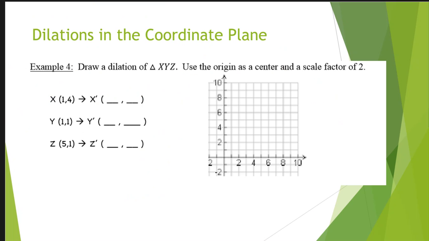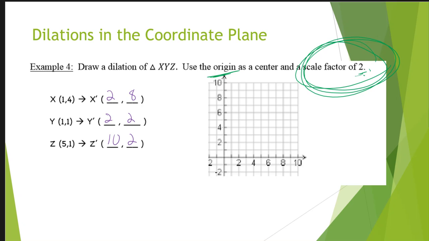All right, for this next one, dilation in the coordinate plane. I'm not going to graph this one. I'm just going to list what the new coordinates would be. Again, for this one, the scale factor is 2, and it says about the origin. So if it's about the origin, all you're going to do is multiply by the scale factor. So my x prime is going to be 2, 8. It's going to be 2, 2. It's going to be 10, 2. And again, you should be able to plot the points and so on with no problem.